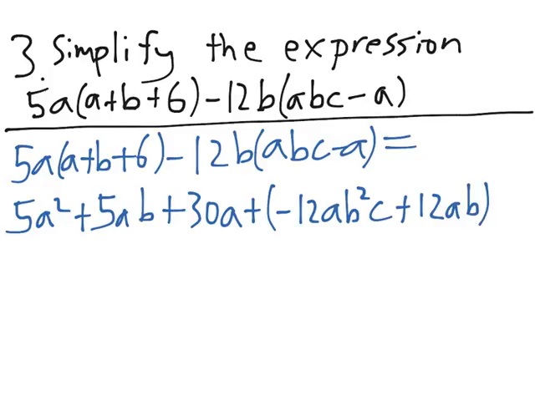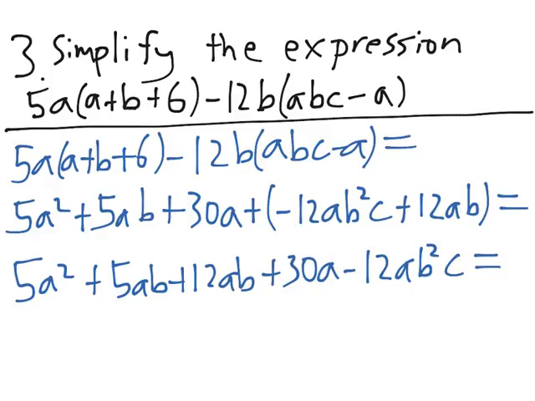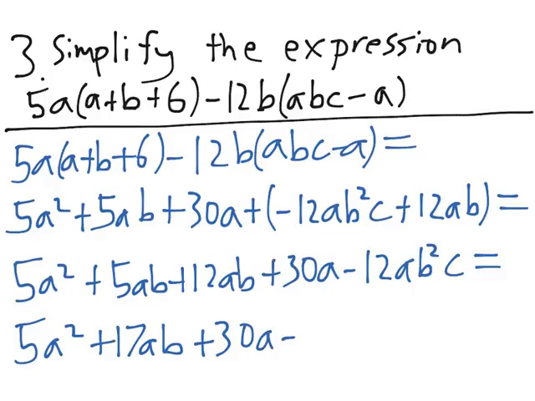Now we have to combine like terms. This is equal to 5a squared, nothing matches that, plus 5ab plus 12ab from the far right, and then plus 30a minus 12ab squared c. Nothing matches either of the last two terms. Now if we combine the 5ab and the 12ab, this gives us 5a squared plus 17ab plus 30a minus 12ab squared c.